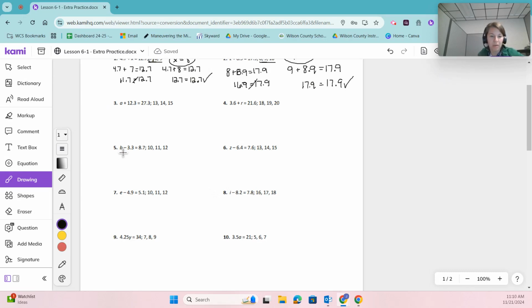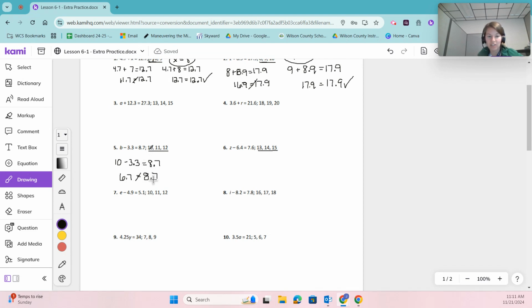Then we come down to number 5, and this has a subtraction one. Again, substituting the exact same way, we're using the solution set that they give us as options. b minus 3 and 3 tenths equals 8 and 7 tenths. So for b, I'm going to substitute 10. 10 minus 3 and 3 tenths is 6 and 7 tenths, equals 8 and 7 tenths. So we know that is not true. So 10 is not our solution.